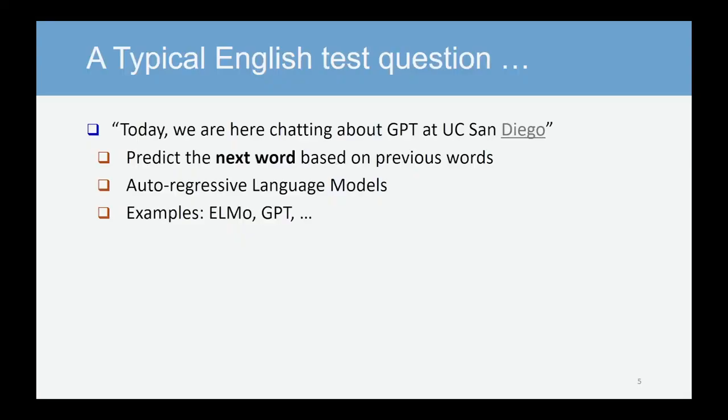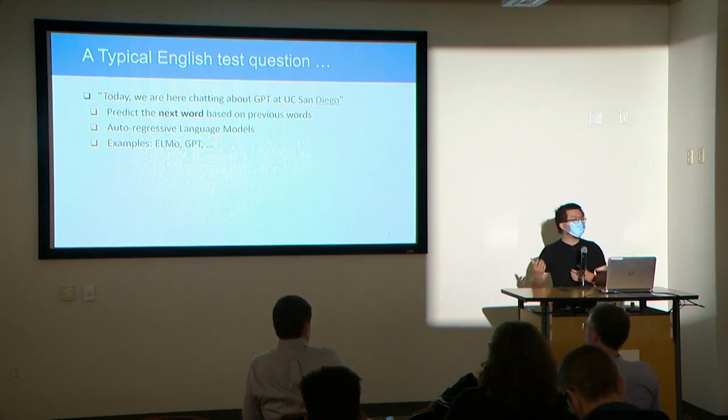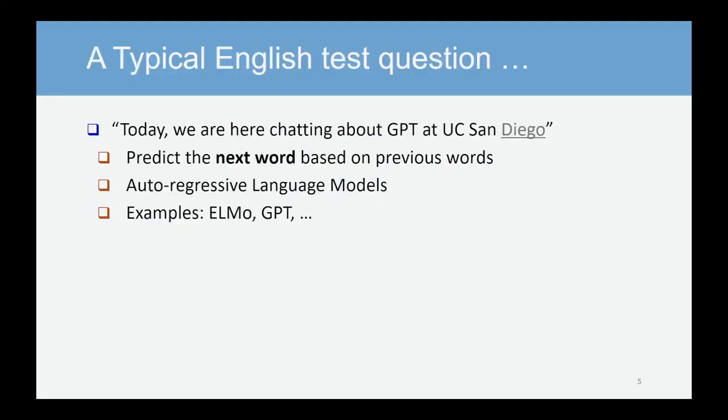If you think about a typical English test question, it can be something like this. I have a sentence here, say, "Today we are here chatting about GPT at UC San," and then I give you an underscore, asking you to fill out the last word. With a reasonable guess, you will say it's UC San Diego, since we're here at the Supercomputer Center in San Diego, right? So the task here is basically to predict the next word given all the previous words. This task is called the autoregressive language model. There are many representative models following this line, using this as the objective to train the neural network. The two we'll talk about today are ELMo and GPT.